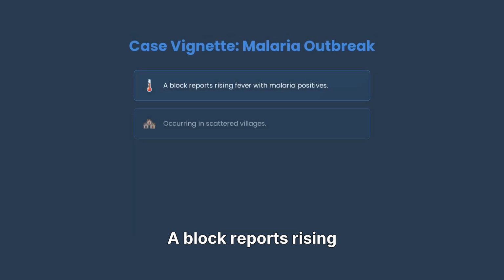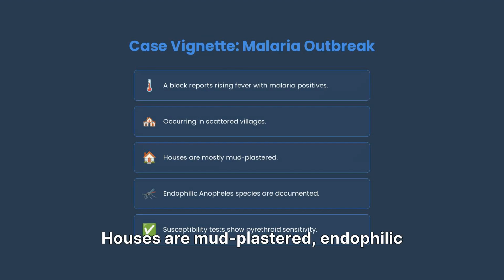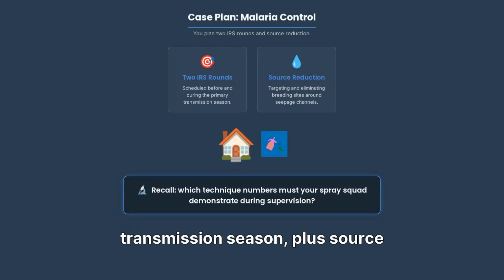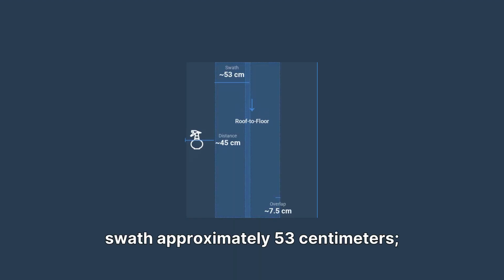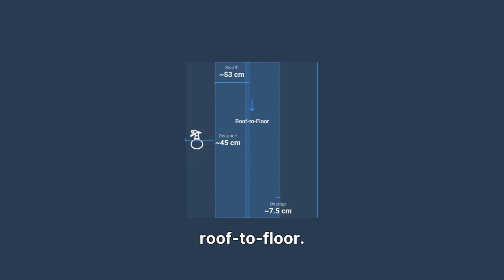A block reports rising fever with malaria positives in scattered villages. Houses are mud-plastered, endophilic Anopheles are documented, and susceptibility tests show pyrethroid sensitivity. You plan 2 IRS rounds before and during transmission season, plus source reduction around seepage channels. Recall, which technique numbers must your spray squad demonstrate during supervision? Distance approximately 45 cm, swath approximately 53 cm, overlap approximately 7.5 cm, roof to floor.